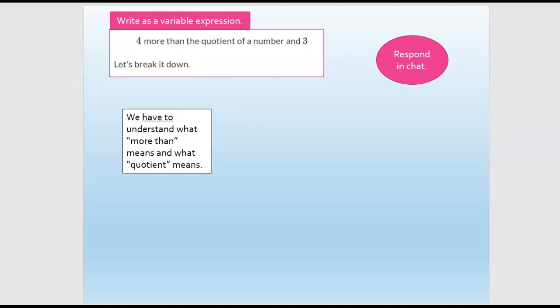How about this? 4 more than the quotient of a number and 3. We have to understand what "more than" means, and we have to know what "quotient" means. More than indicates adding, right? A quotient is what you get after you divide something. So we know there's some division going on here, and we're adding.